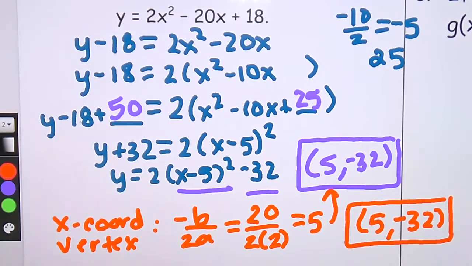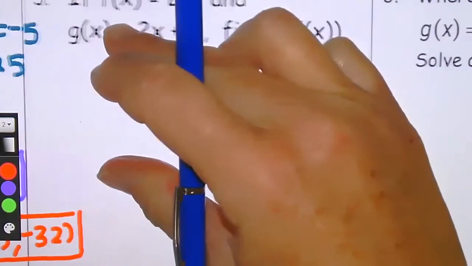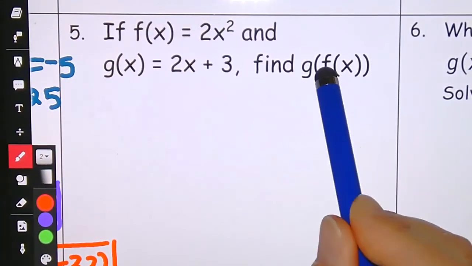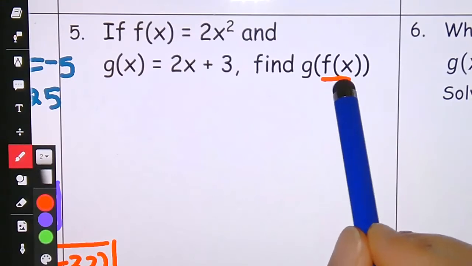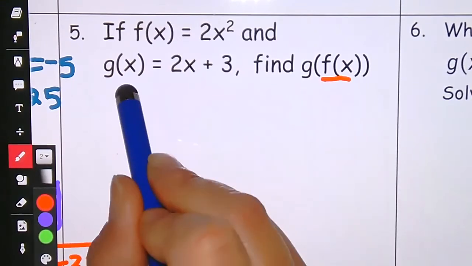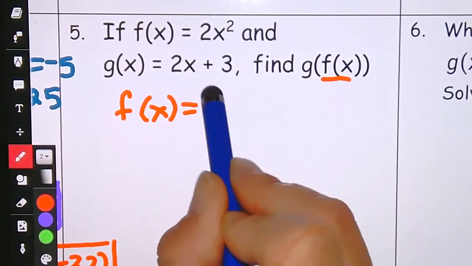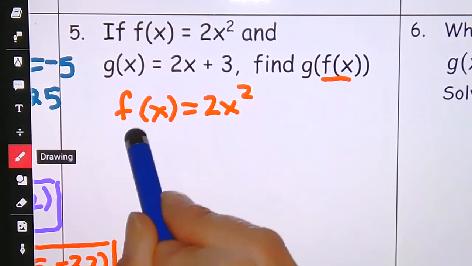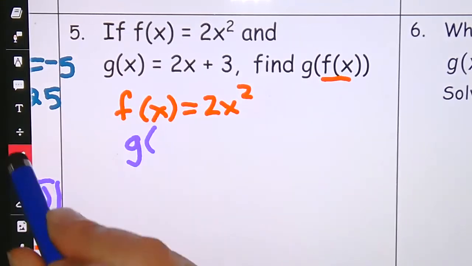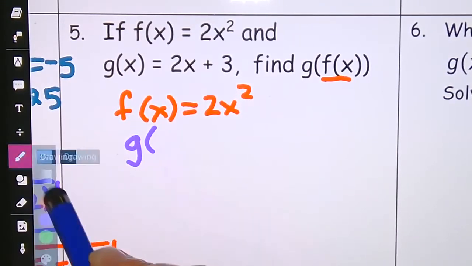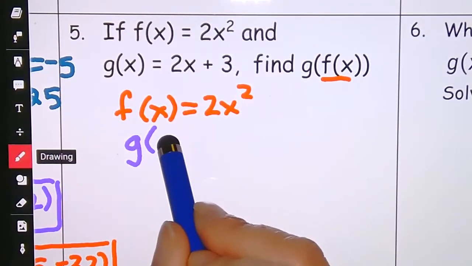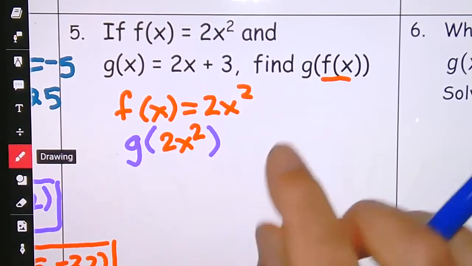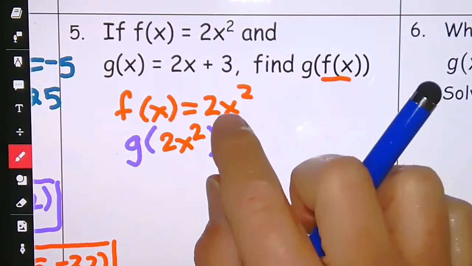Number 5. So on number 5, this is composition of functions. So we're going to be starting with this f of x. We start with the inside and work our way out. So f of x, I know. f of x is equal to 2x squared. That is f of x. So now when I'm trying to find this g of f of x, my f of x is 2x squared. That's what it is.